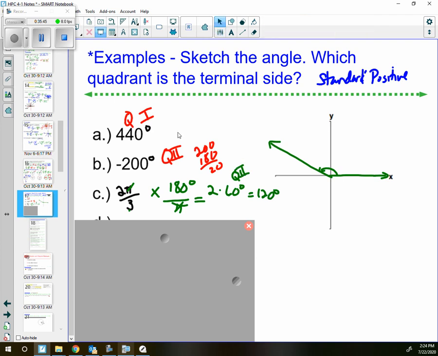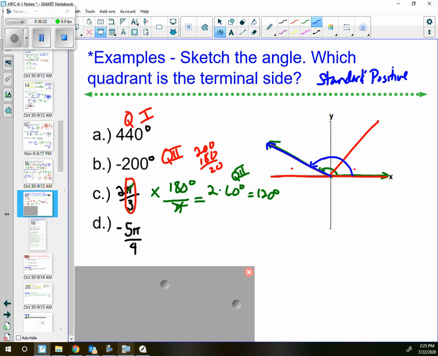Now, some people don't even do that, though. They just think, okay, this is pi over 3. That means if I take pi and divide it into thirds, so 1, 2, 3, that's kind of a terrible picture. Then 2 pi over 3 would be 1, 2 of those, and that would be my terminal side. So some people can just look at it and start thinking in radians, and they don't have to convert it to degrees first. If that's easier for you, that's where we want to get to. But you can also convert it to degrees if that's easier.